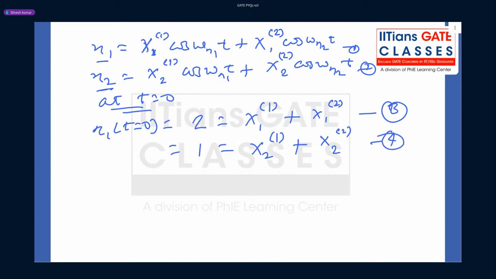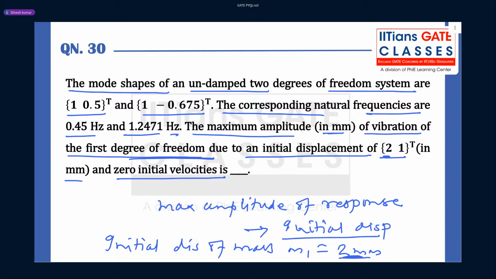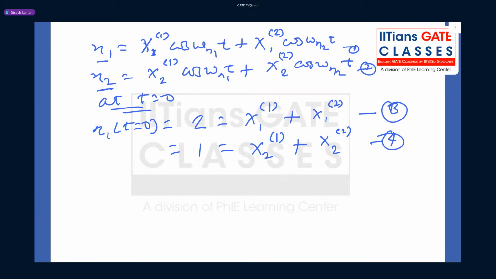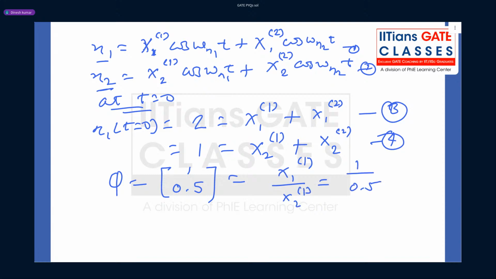This will be the fourth equation. Now guys, further, always in the problem they will mention mode shape or amplitude ratios. In this case they have already mentioned the modes, phi 1 and phi 2. So what is phi 1? Phi 1 is 1, 0.5. It is nothing but x1 for first mode upon x2 for first mode, and this is equal to 1 upon 0.5.